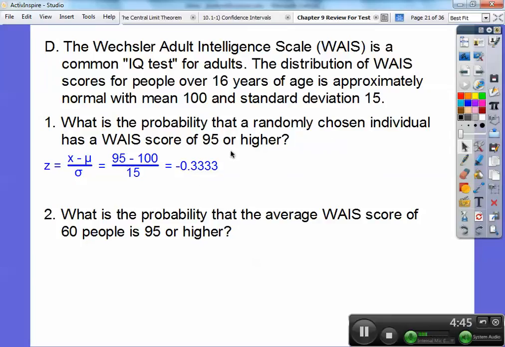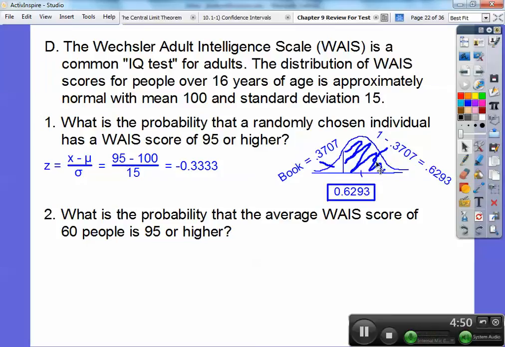Okay, and it says "or higher," so when I do a bell-shaped curve, it's going to be or higher. So there's my z-score right there, the negative 0.3333, right where my cursor is. Okay, so you look that up in the book, and your book gives you this value, 0.3707 in Table A for your z-score table. But since it's greater than, we want this side over here, so we do 1 minus the book. So the probability would be almost 63%, so 0.6293.